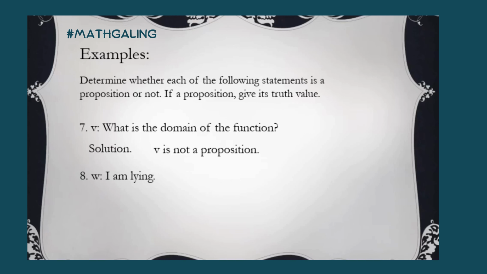Number 8 is: I am lying. So our solution here for number 8 is, W is not a proposition. Based on the sentence, we cannot tell whether the speaker is lying or not. It depends, so this is not a proposition.